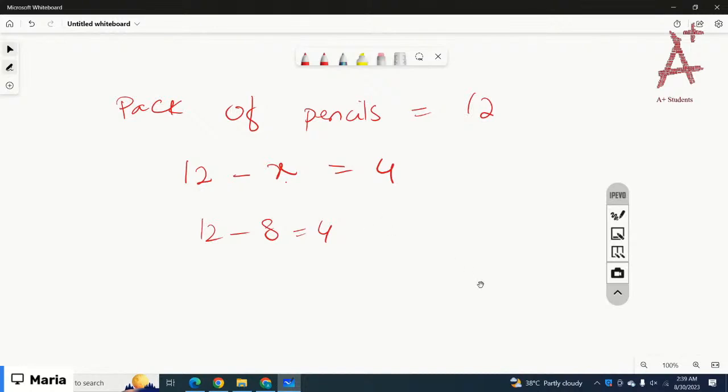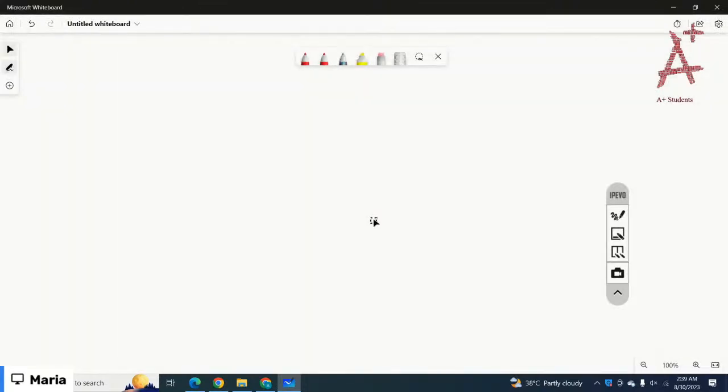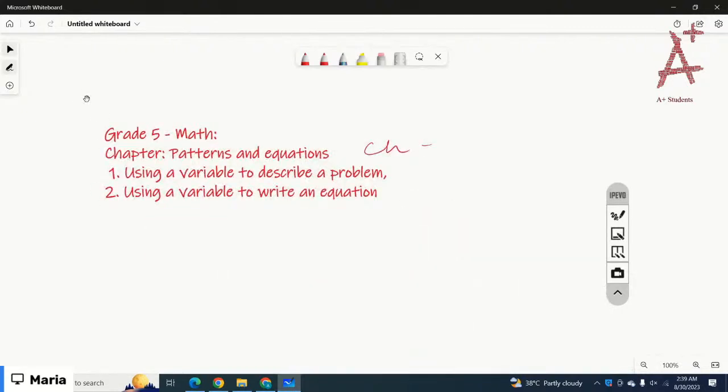So we were working on grade 5 math. We have started with the Pearson Maths Makes Sense Grade 5 book. The chapter we're working on is patterns and equations, and the lessons we have covered are using a variable to describe a problem and using a variable to write an equation. So please make sure before the next session you repeat every question, because I think I'm done with every question. You can just go through once again.